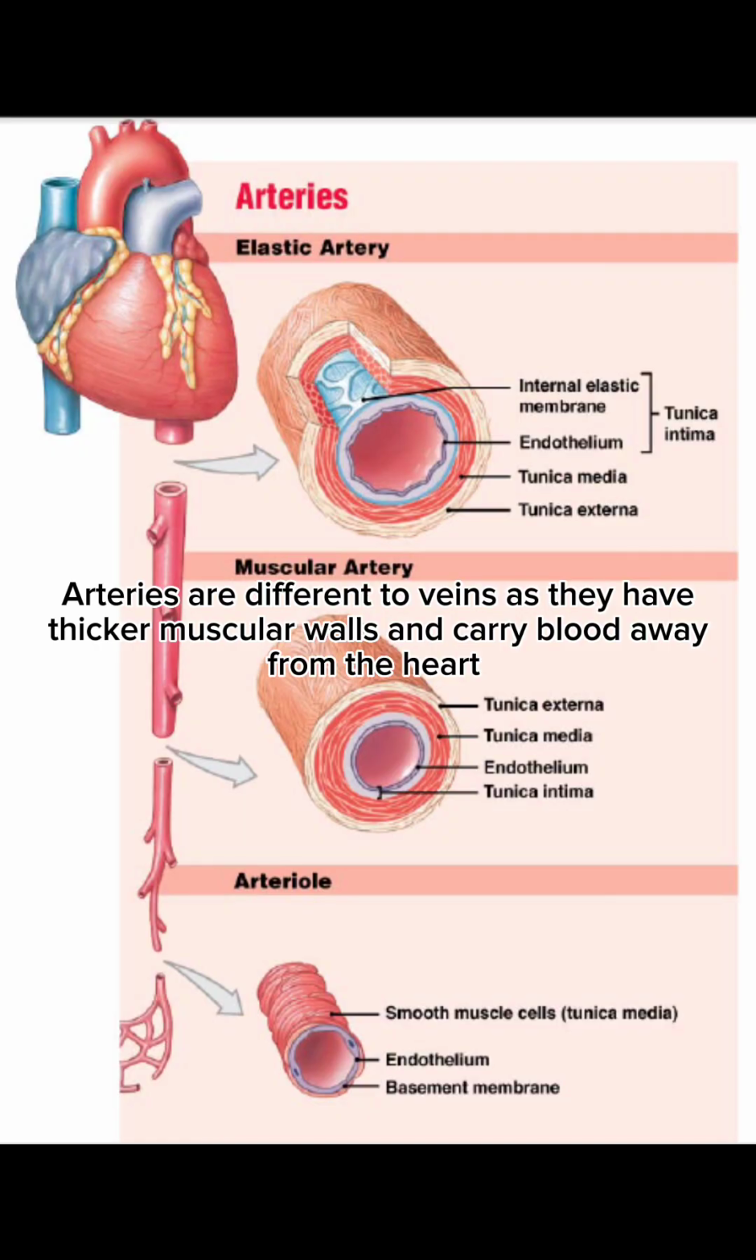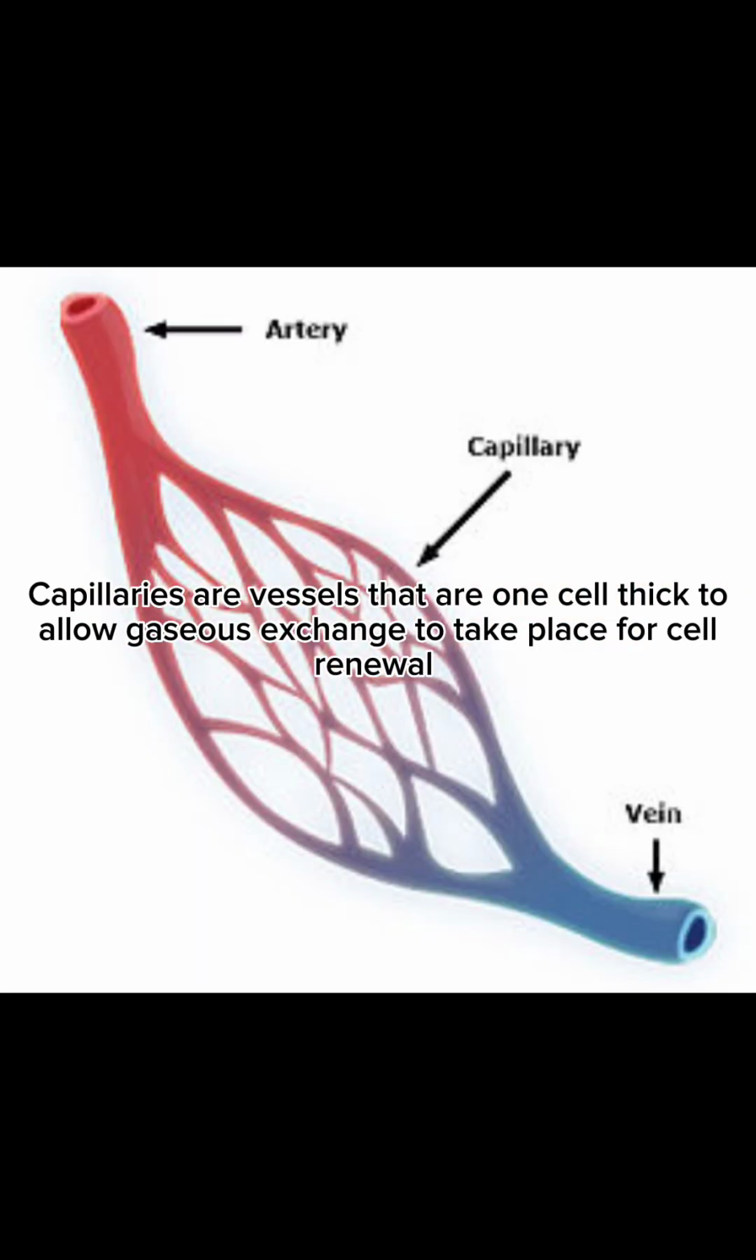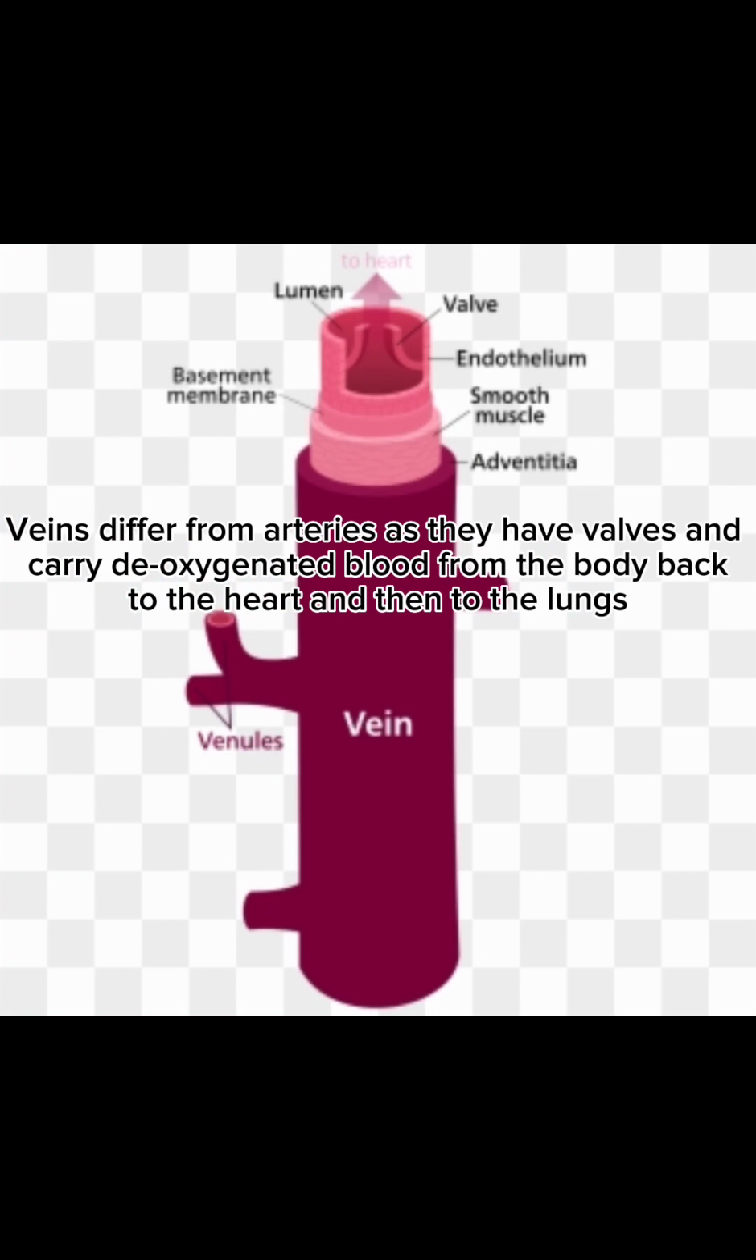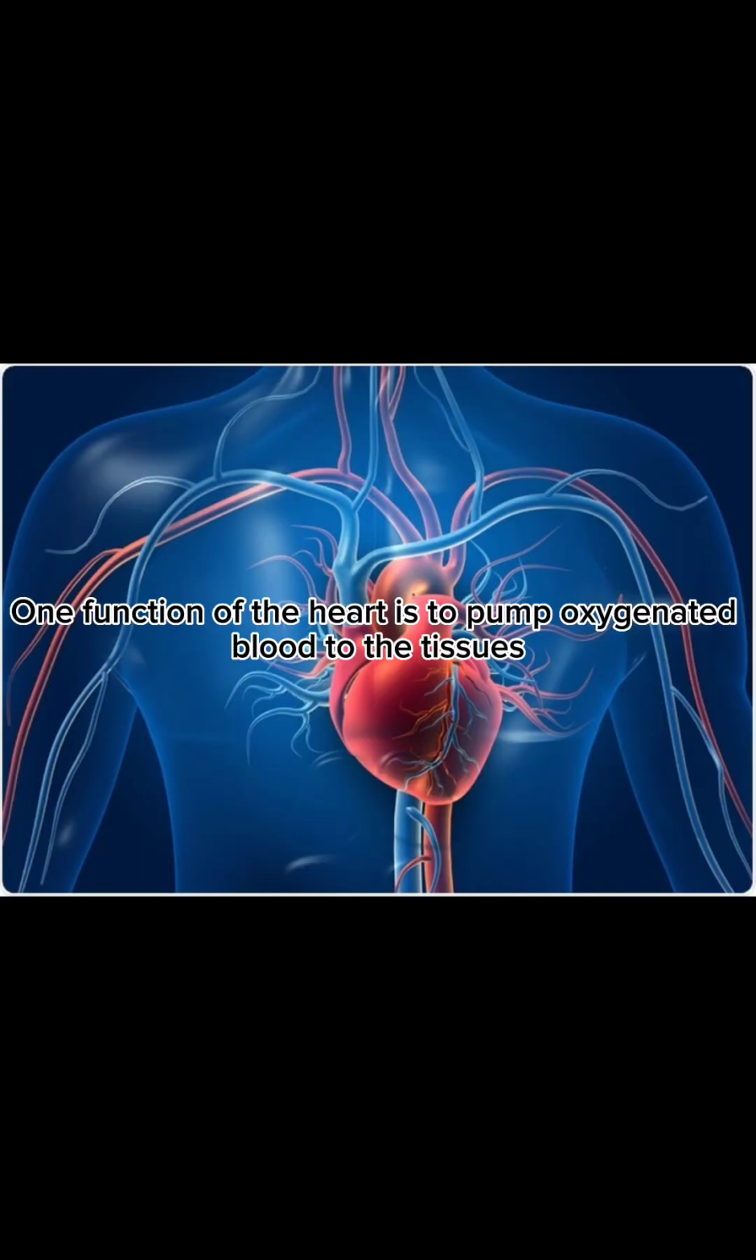Arteries are different to veins as they have thicker muscular walls and carry blood away from the heart. Capillaries are vessels that are one cell thick to allow gaseous exchange to take place for cell renewal. Veins differ from arteries as they have valves and carry deoxygenated blood from the body back to the heart and then to the lungs. One function of the heart is to pump oxygenated blood to the tissues.